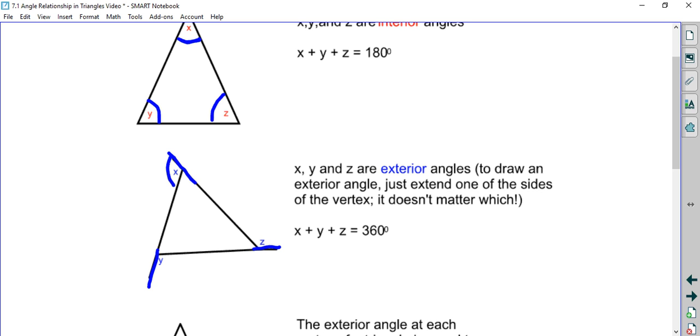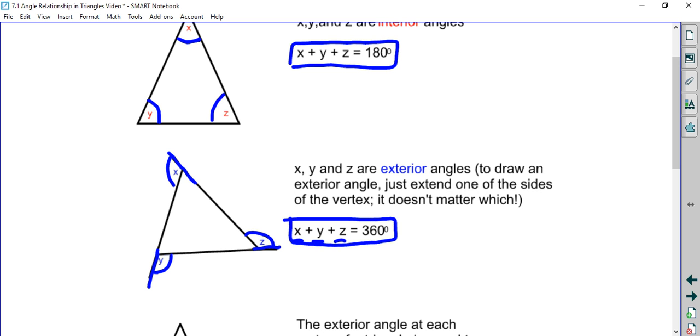In this case, we have exterior angle X, exterior angle Y, and exterior angle Z. Now the rule is that if we add up these exterior angles, X, Y, and Z, they add up to 360 degrees. So interior angles of a triangle add up to 180, and that was the rule up here. Exterior add up to 360. Very important to remember.